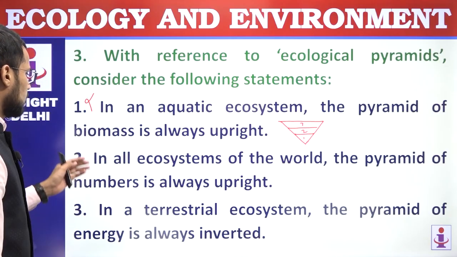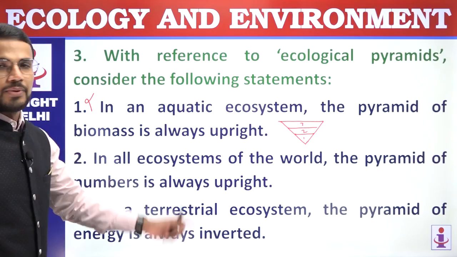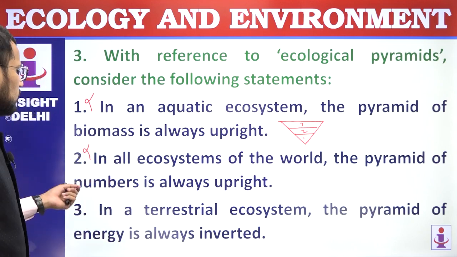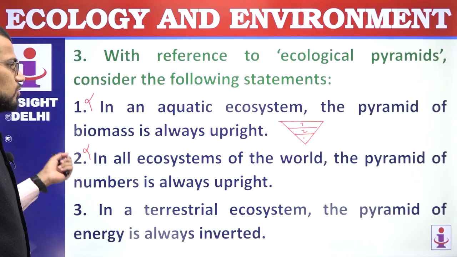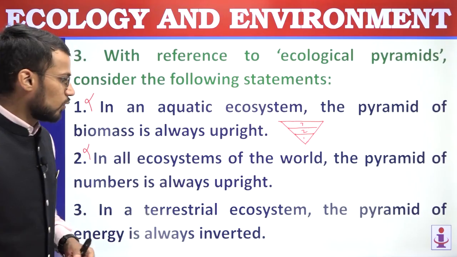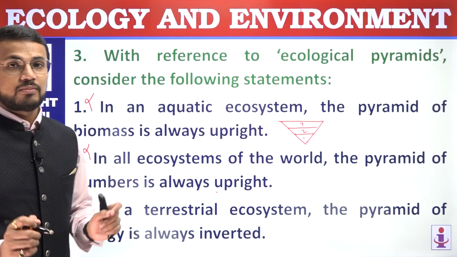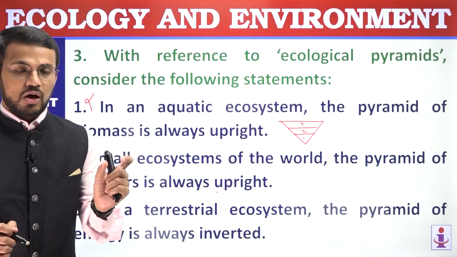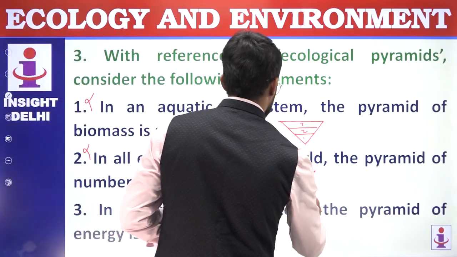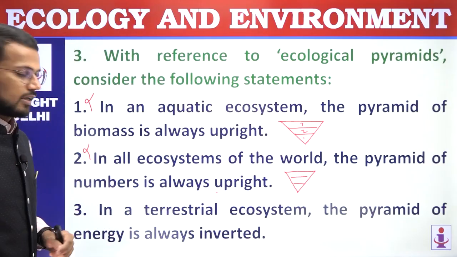Second, in all ecosystems of the world, the pyramid of numbers is always upright. Now this statement is again an incorrect statement. Why? Because there are different ecosystems where the pyramid of numbers is inverted, right? So the question is saying that it is always upright, but that is incorrect, because in parasitic food chains or in ecosystems where parasites are there, the pyramid of numbers will be inverted. And that's why second statement is also an incorrect statement.